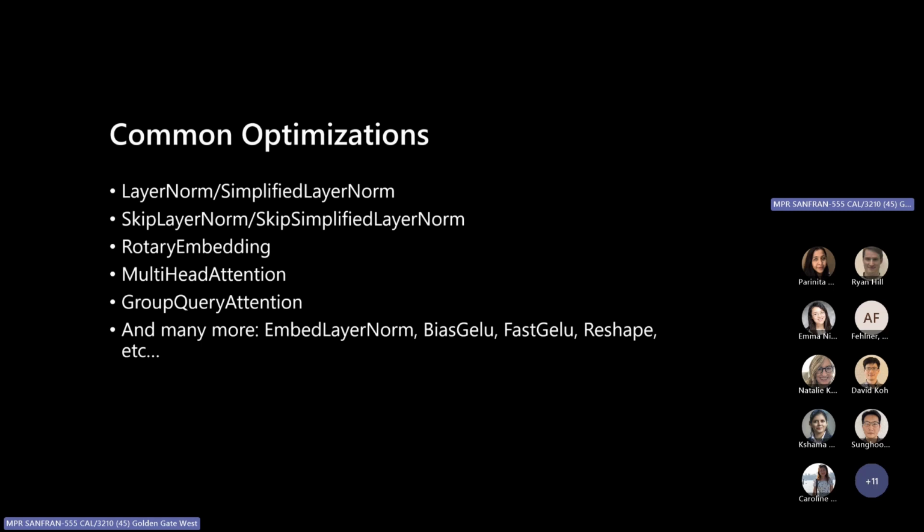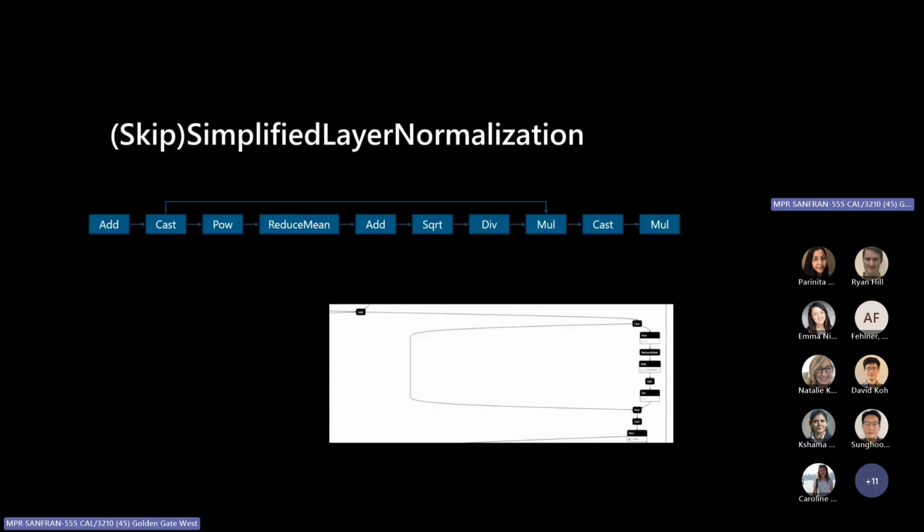So I think for today, I'll talk about the first 5. Those are kind of the core ones we have in the latest LLMs. And yeah, let's get into it. So the first one is skip simplified layer norm.